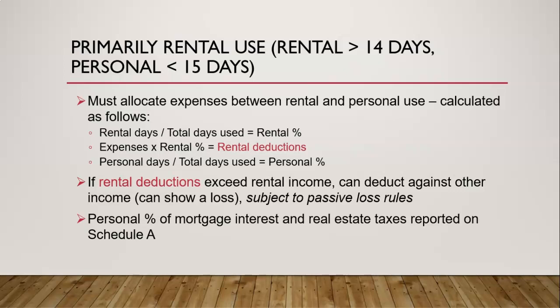Now, other than the passive loss rules, which we haven't talked about yet, if they don't restrict our loss, then we can show that $500 loss. We can subtract that $500 loss against our W-2 wages or our interest income, whatever other incomes we have. Now, the passive loss rules might limit that loss, and we might not be able to subtract that loss from our other incomes. We might have to wait until we actually sell this vacation house, then we could subtract all the losses then.